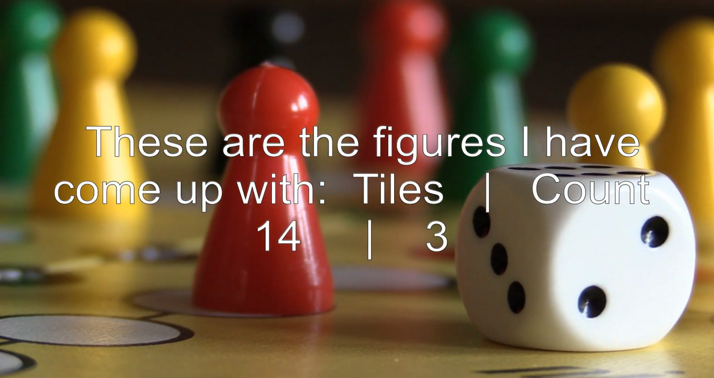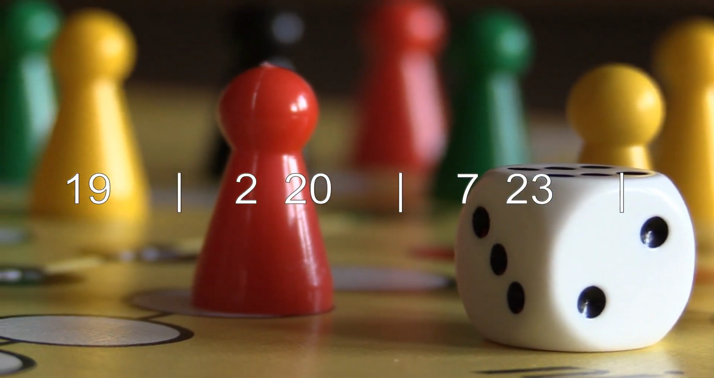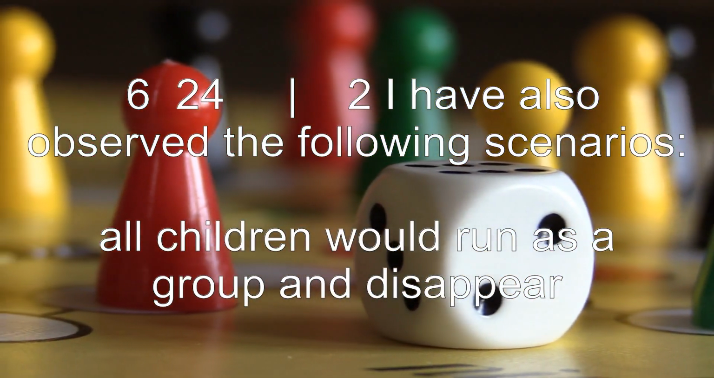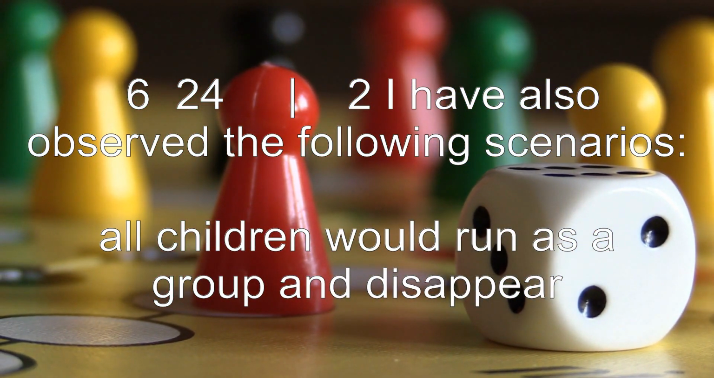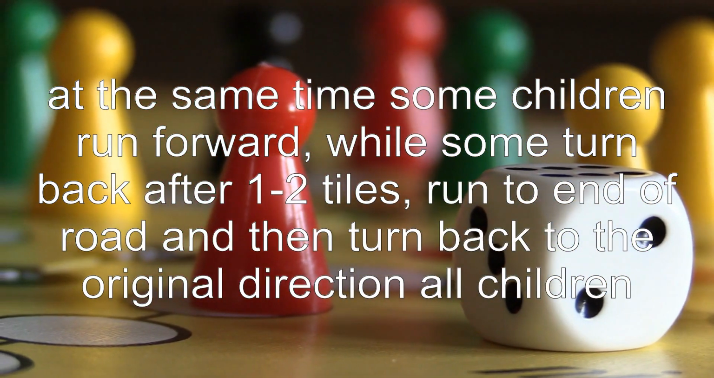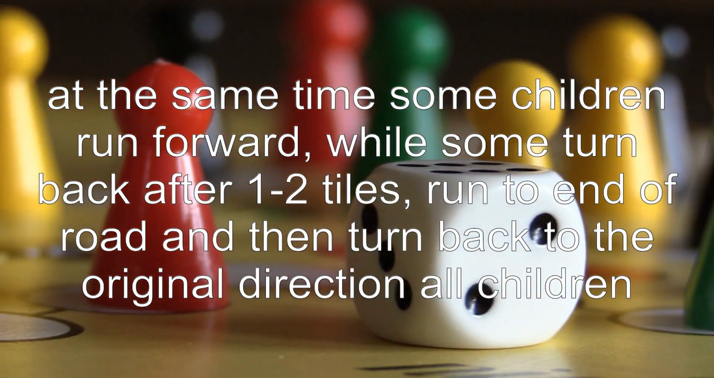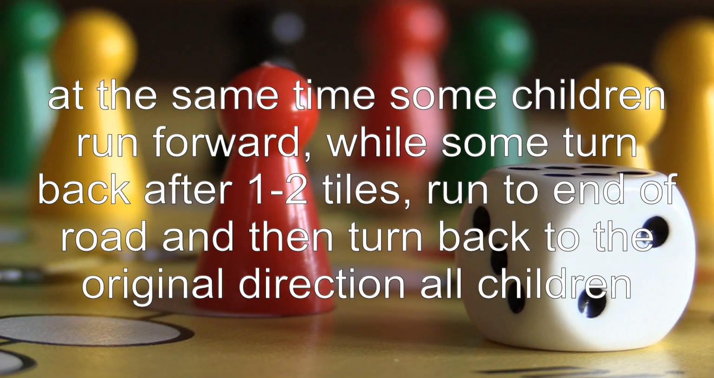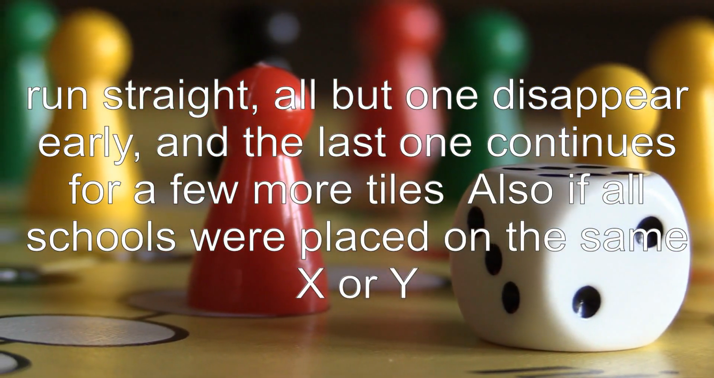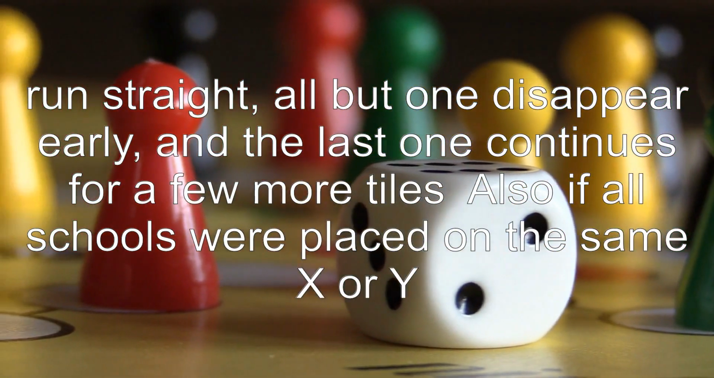Tiles, count: 14, 3, 19, 220, 723, 624, 2. I have also observed the following scenarios. All children would run as a group and disappear. At the same time, some children run forward, while some turn back after 1 to 2 tiles. Run to the end of the road and then turn back to the original direction. All children run straight. All but one disappear early, and the last one continues for a few more tiles.